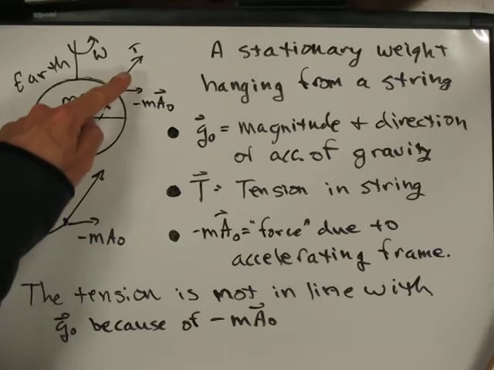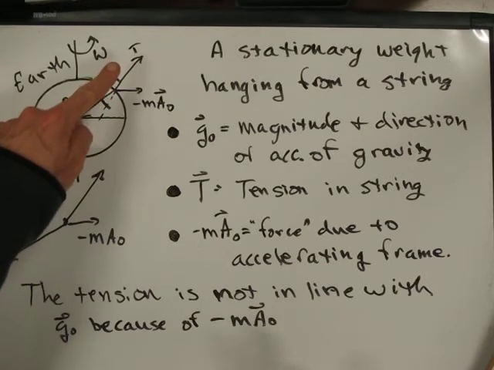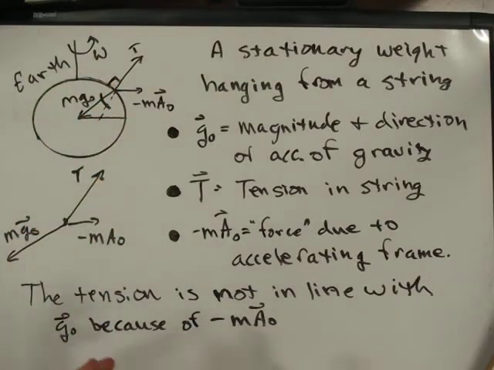It's not opposite g0 because of this minus ma0, because the frame is rotating. It would be opposite if you were on Venus, or on a planet that wasn't rotating. The moon is barely rotating, once a month, so they would be pretty close to opposite each other on a non-rotating planet.